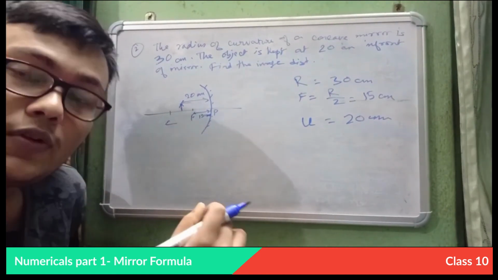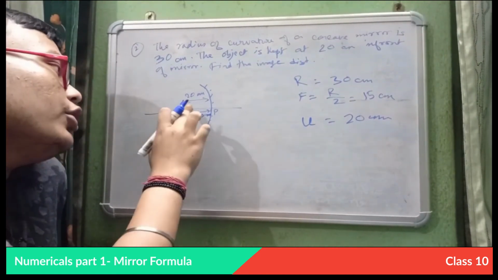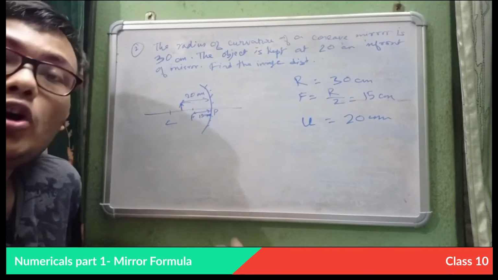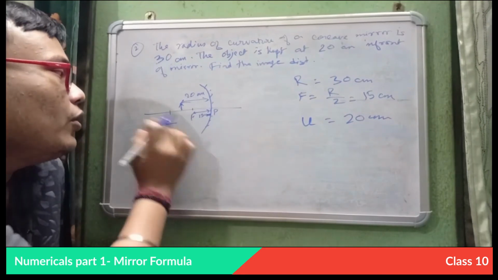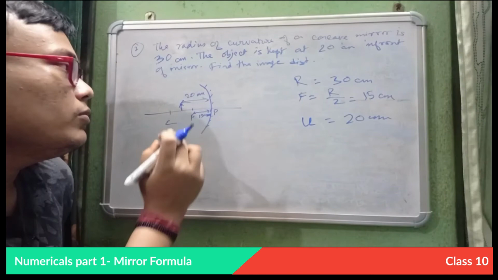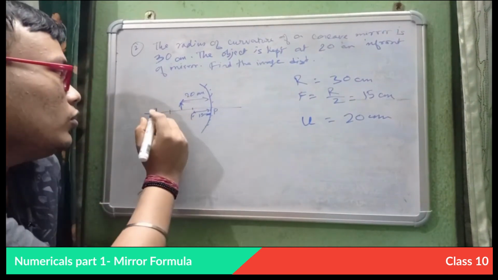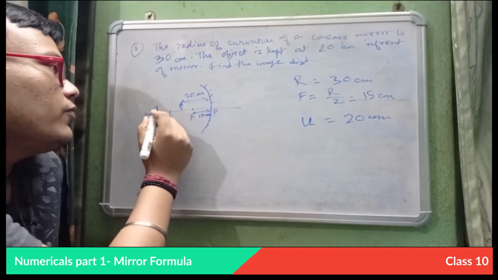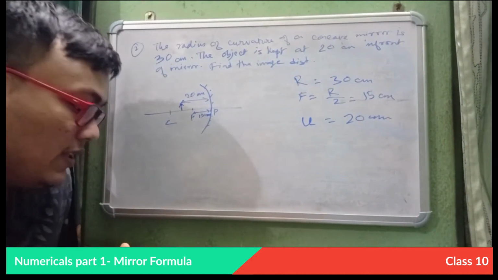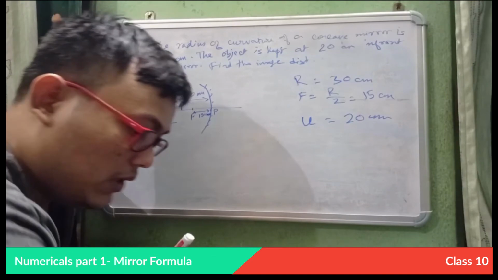And from the theory, from the ray diagrams, we know that when the object is placed between the center of curvature and the focus, the image will be formed beyond the center of curvature, right? This was the inference we got from the ray diagrams we drew. So the image should be formed beyond the center of curvature. We'll see whether we get this or not by solving the numerical.